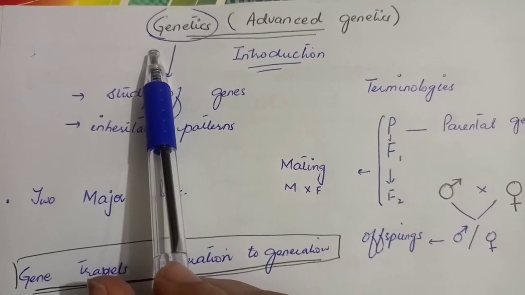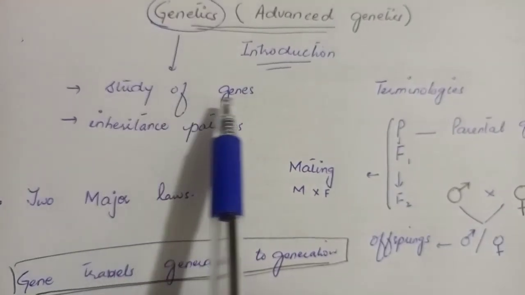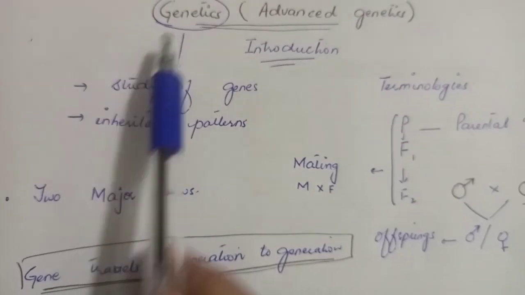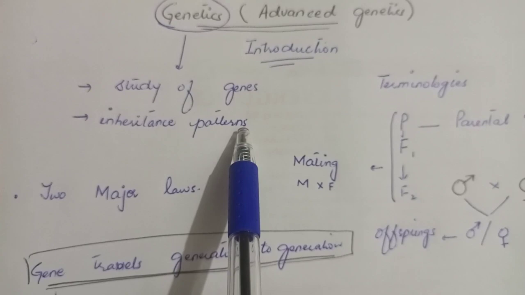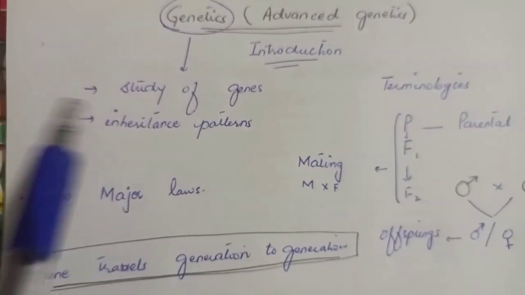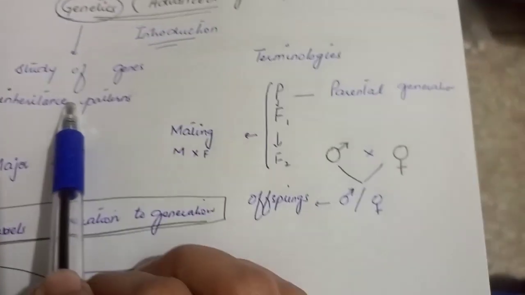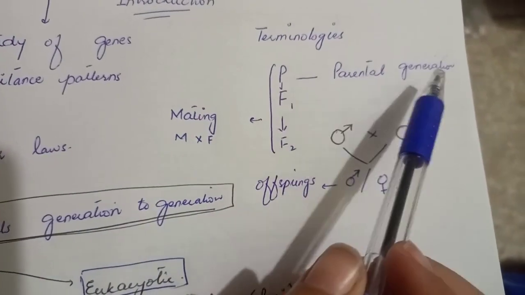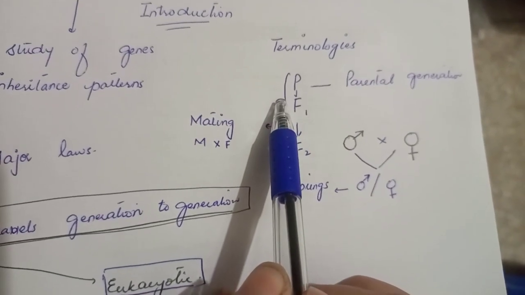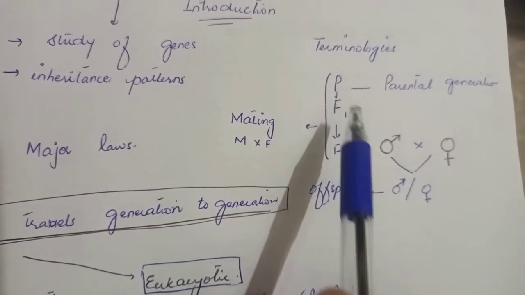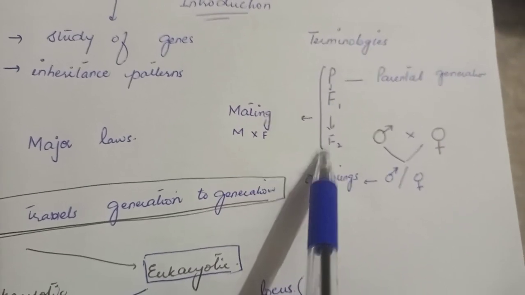In the introduction of genetics, we first understand the study of genes. Genetics means the study of genes, which means it follows inheritance patterns, meaning the characters which transfer from parent to offspring. In this terminology, P represents the parent generation, and the parent generation transfers its characters or inheritance patterns to the F1 generation, and then the F1 generation transfers its characters to the F2 generation.